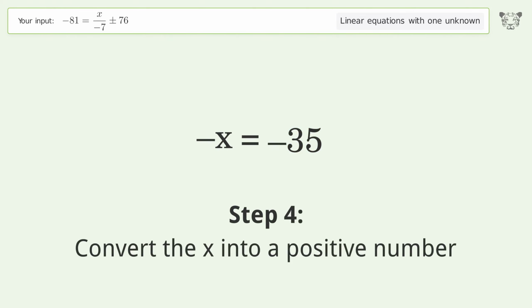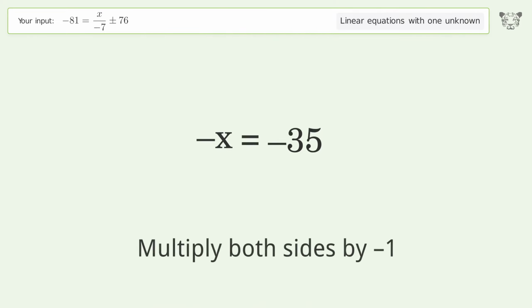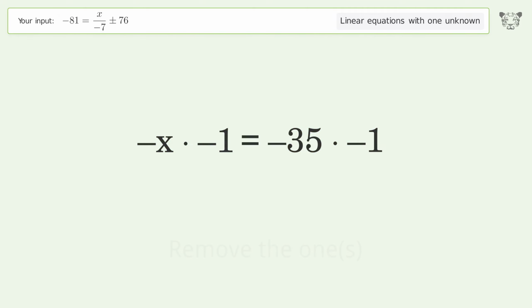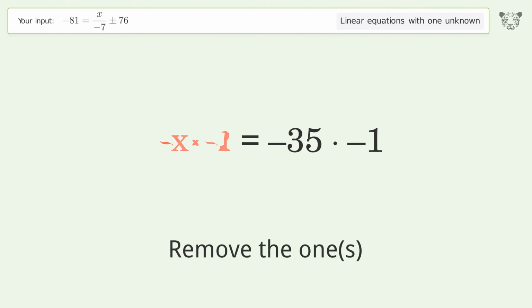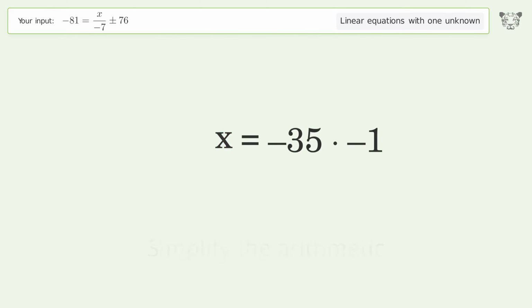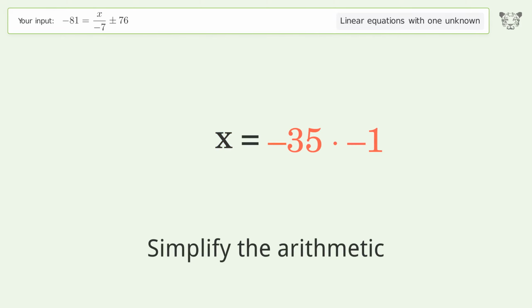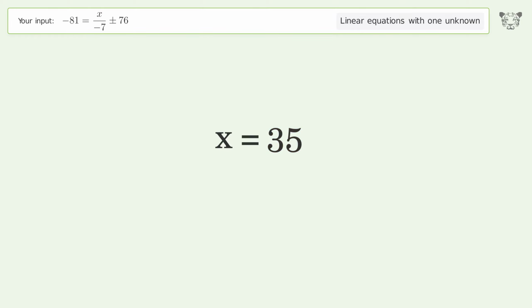Convert the x into a positive number. Multiply both sides by -1. Remove the ones. Simplify the arithmetic. And so the final result is x equals 35.